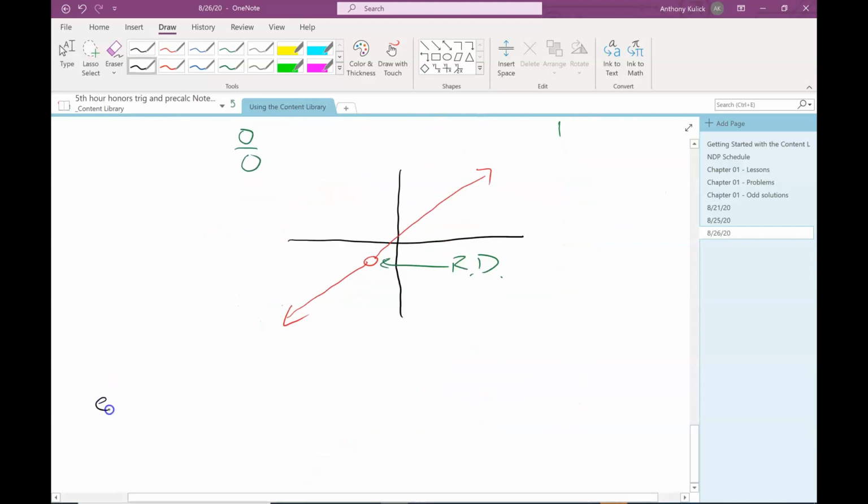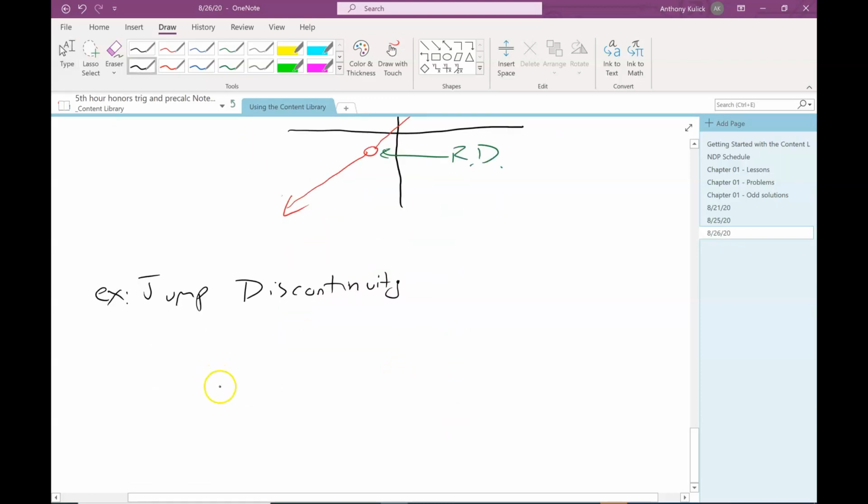The third type of discontinuity, the one you haven't seen, is called a jump discontinuity. Our best example of a jump discontinuity is when you're using something called a piecewise function. A piecewise function is basically a function that behaves one way for one part of its domain, and then behaves another way for the other part of its domain.